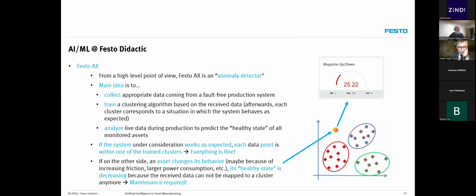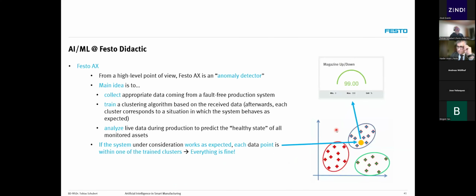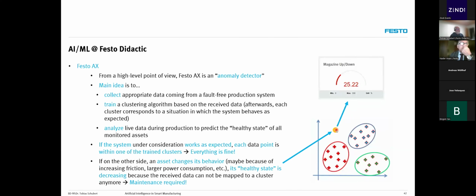You don't have to focus on all the ones where you have 99%. Just focus on the one where it looks like you have an anomaly. And that really reduces downtime, of course. It reduces costs and effort with respect to maintenance. And that's really a huge help.